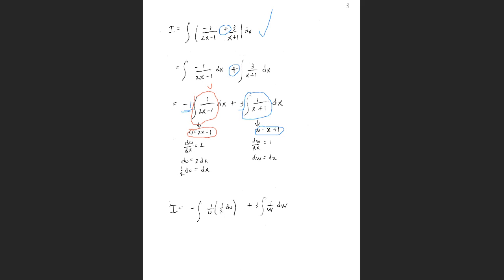Here's u. dx, it turns out, will be 1/2 du. So I have u times 1/2 du on the first integral. Second integral, w here, and it turns out dx equals dw. So we got dw. And again, you're just rewriting the integral. So you do it step by step, small steps, small steps.